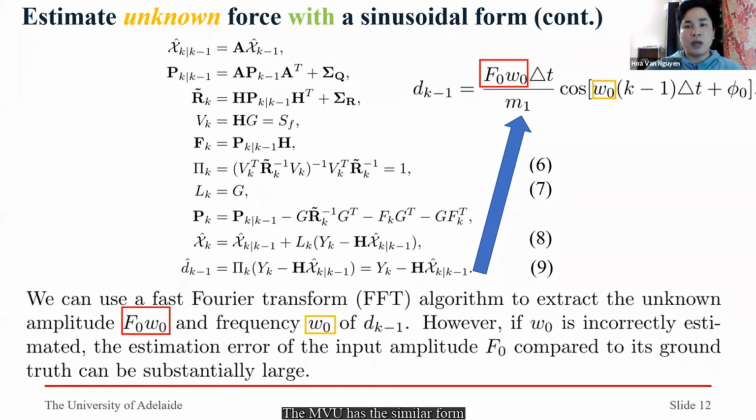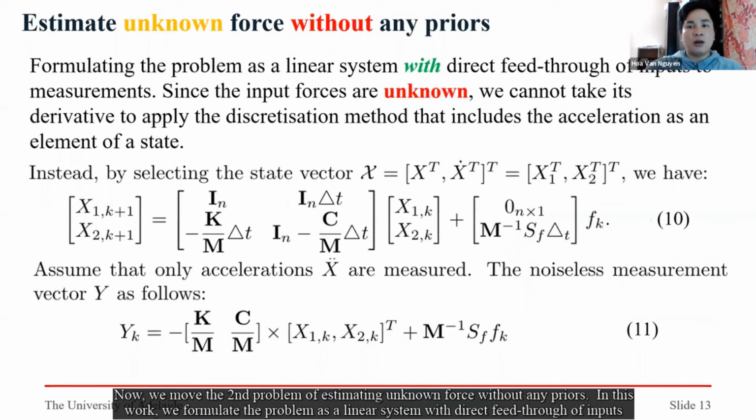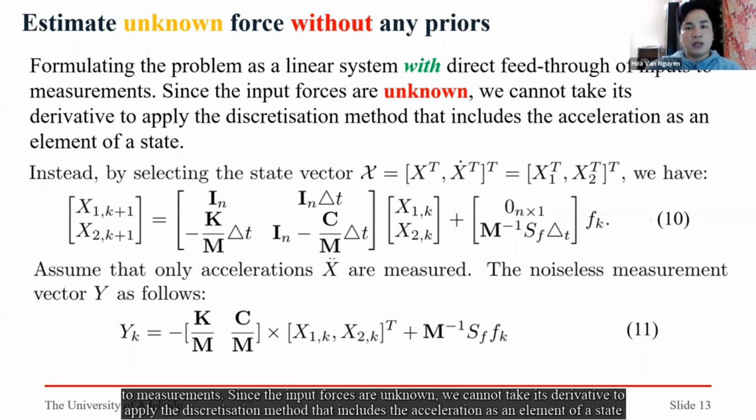The ambiguous had a similar form. Now, we move to the second problem of estimating unknown force without any priors. In this work, we formulate the problem as a linear system with direct feedthrough of inputs to measurement. Since the input force is unknown, we cannot take its derivative to apply the discretization method that includes the acceleration as an element of a state.